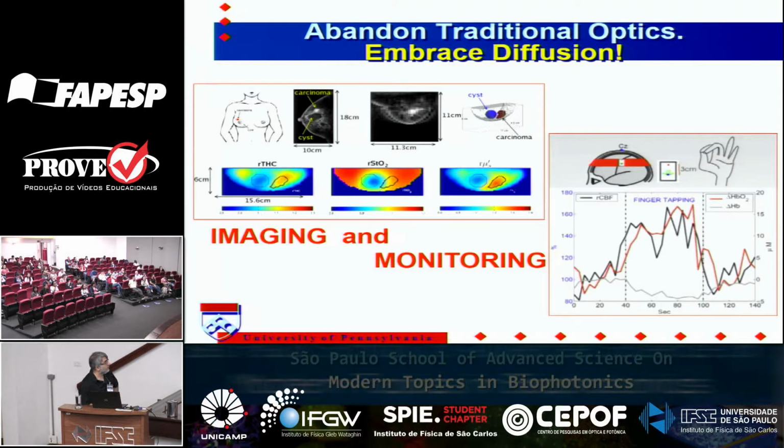And so I'm going to, in general, talk about two kinds of things that we do: one imaging and one monitoring. It's certainly much easier to do the monitoring, but I'm going to give examples of imaging in the context of cancer and breast cancer imaging. And then, this is all tomorrow, I'll give you the monitoring stuff really all in the context of brain. Okay?